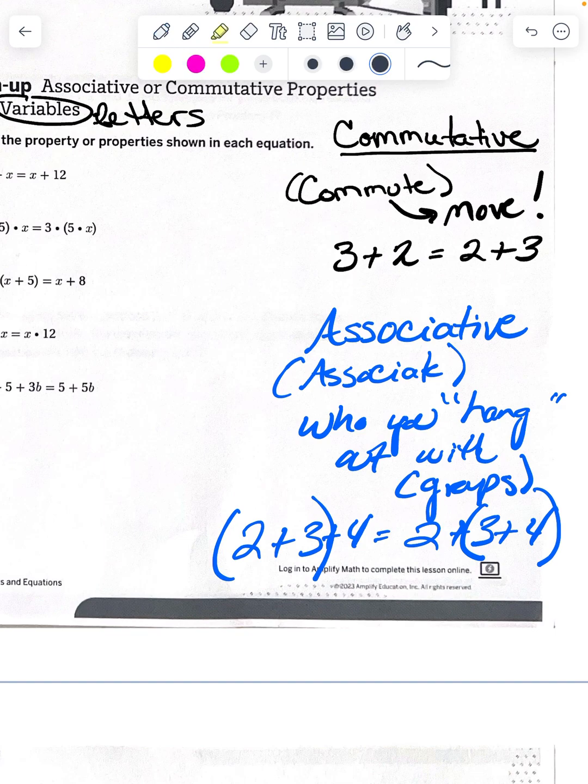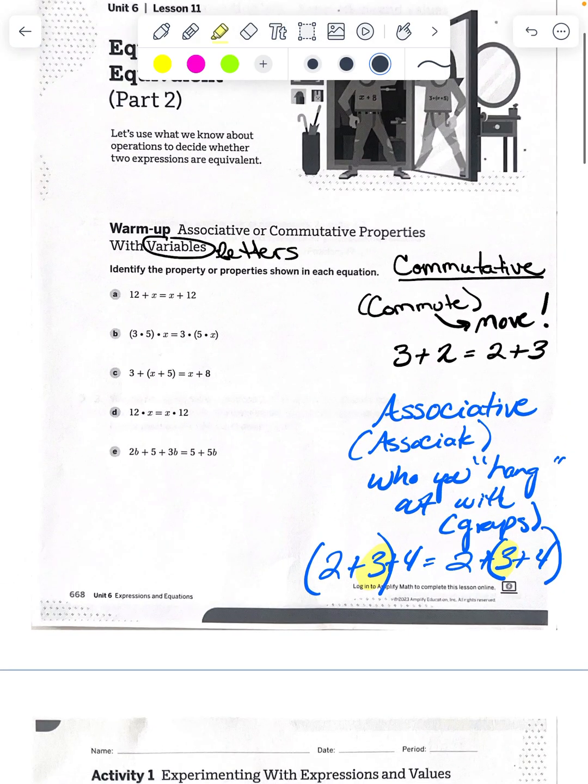Now listen, on the left, the 3 is hanging out with the 2, but on the right side, the 3 is now hanging out with the 4. Okay, I should have highlighted the 3 again. The 3 is hanging out with the 4. Okay, so the 3 is in both groups, but it changed who it was hanging out with. Okay, so commutative, they're moving spots. Associative, they're changing who they are hanging out with. Okay, so there's a little review of what you probably learned in 5th grade.